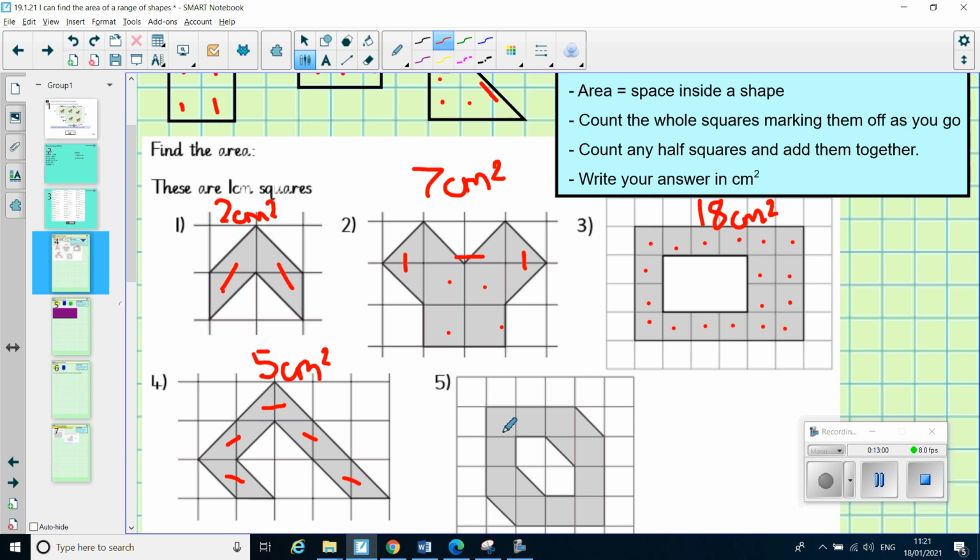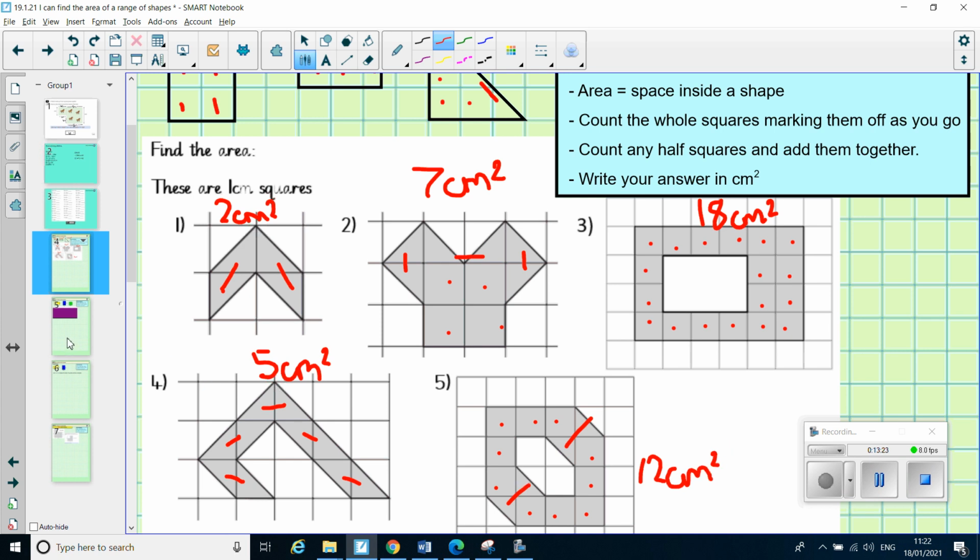Okay, question 5. I'm going to start by counting the whole ones first of all. 1, 2, 3, 4, 5, 6, 7, 8, 9, 10. Plus 2 halves is 11. Plus 2 halves gives me 12. 12 centimetres squared.